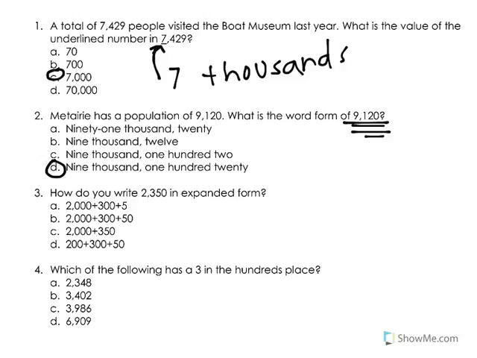Number 3, how do you write 2,350 in expanded form? 2,300 plus 50. That is correct right there. And finally, which of the following has a 3 in the hundreds place? This is simply making sure that they understand that we go ones, tens, hundreds right here, and this is the one with a 3 in the hundreds place. So when you get back the exit tickets, feel free to talk this over with your child and make sure that they understand.